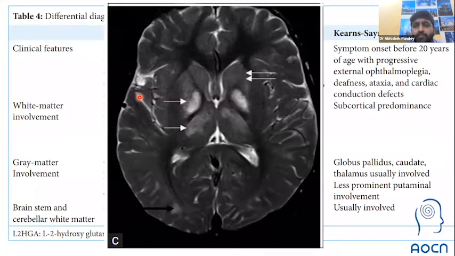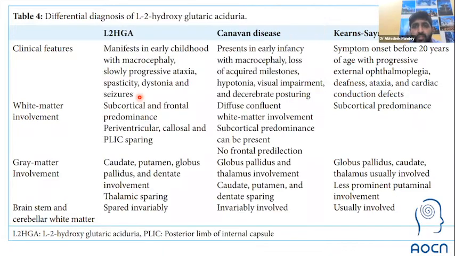In Kearns-Sayre, again, the presentation is different. They present with ophthalmoplegia, deafness, ataxia, sometimes cardiac conduction defects. Again, subcortical predominance is there. However, the globus pallidus, caudate, and thalamus are usually involved. Putamen is less commonly involved, and the brainstem is usually involved.